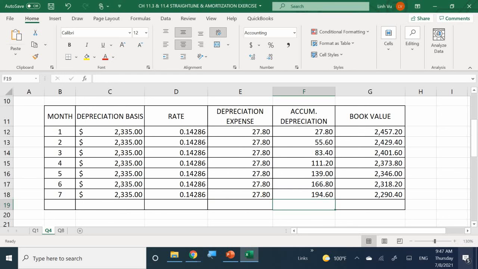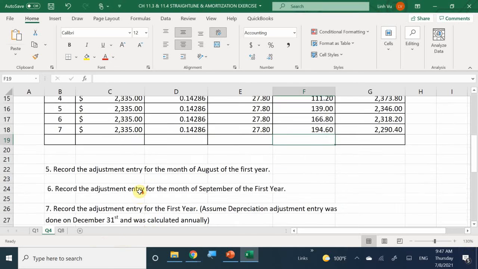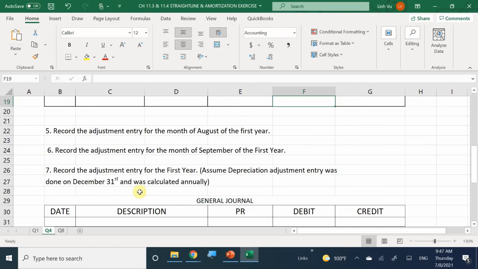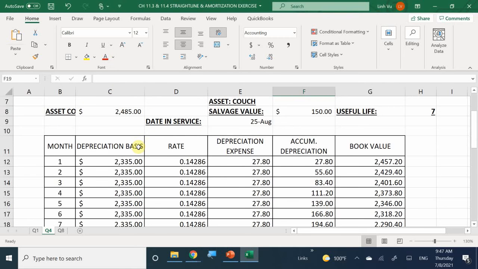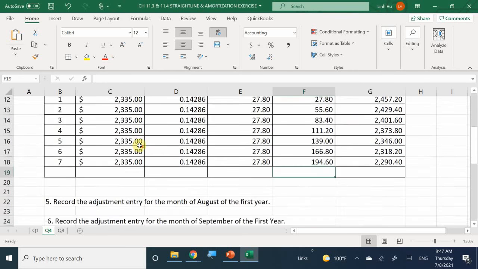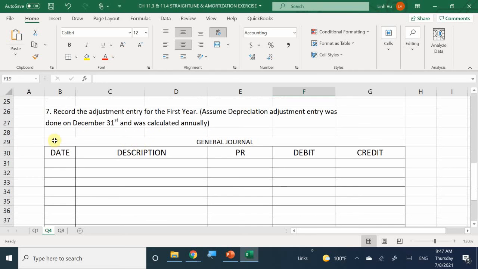2290.40. Okay. Excellent. So once again, this is because we're doing it by month. Now let's take a look at the questions that I'm going to be asking you. So first thing here is question number 5: record the adjustment entry for the month of August for the first year. I want to journalize the depreciation for the month of August. What should my journal look like?